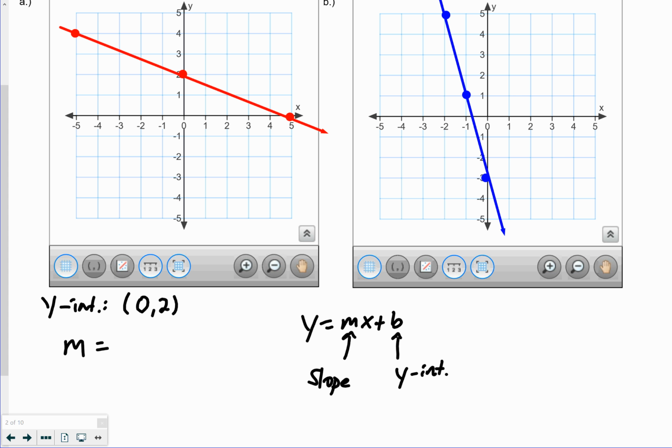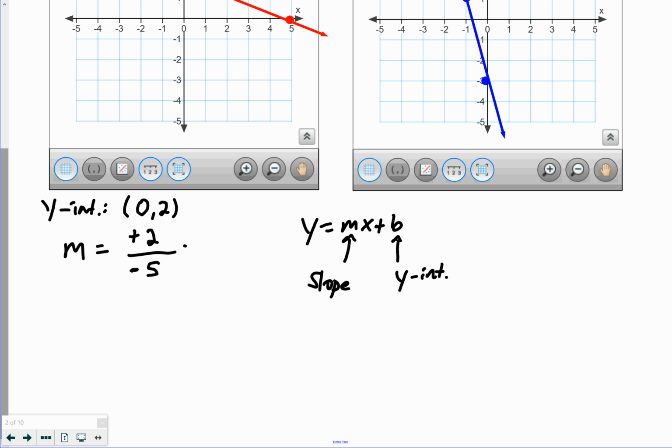So how far do I count up? 2. So that's a positive 2, right? Because up is positive in the vertical direction. And then how far am I moving to the left? 5. And to the left in the horizontal direction is what? It's negative. Very good. I know it looks kind of funky, but the slope here is negative 2/5. I'm going to pause for any questions. Everybody good on how I got that?